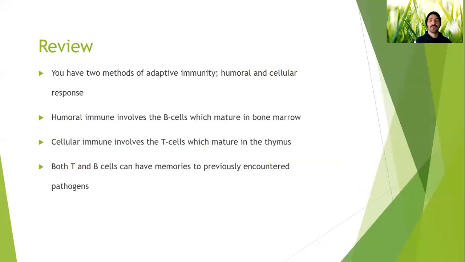So in review, there's two types of immunity in the adaptive system. You've got humoral and cellular response, or cell-mediated. And the humoral is the one that involves those B cells, and then the cellular involves the T cells. And both the systems result in memory cells being activated. And that means we can fight off previously encountered pathogens, a much longer term immunity compared to our short term.